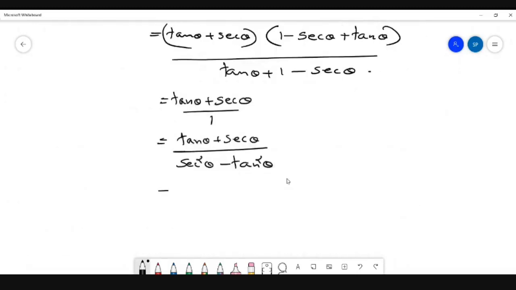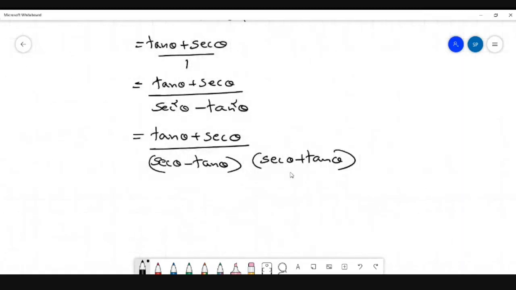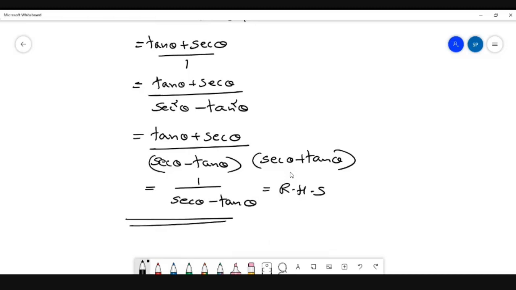Now it is tan theta plus sec theta by, again a square minus b square. A square minus b square is a minus b into a plus b. Now you can see tan theta and sec theta here. Tan theta plus sec theta in the numerator and the factor sec theta plus tan theta in the denominator can be cancelled. So the remaining is 1 by sec theta minus tan theta. That is our right hand side of the expression. Okay.